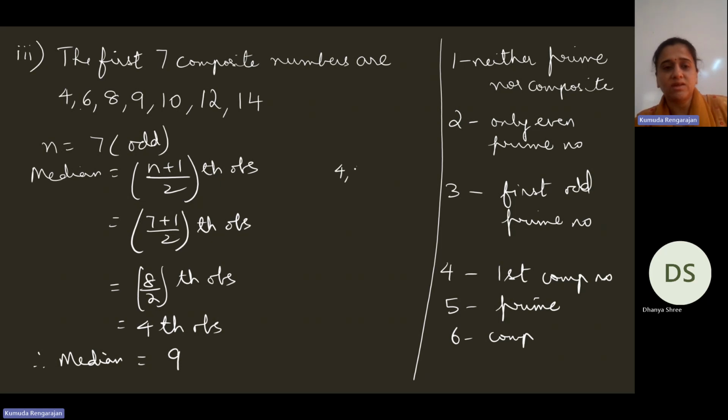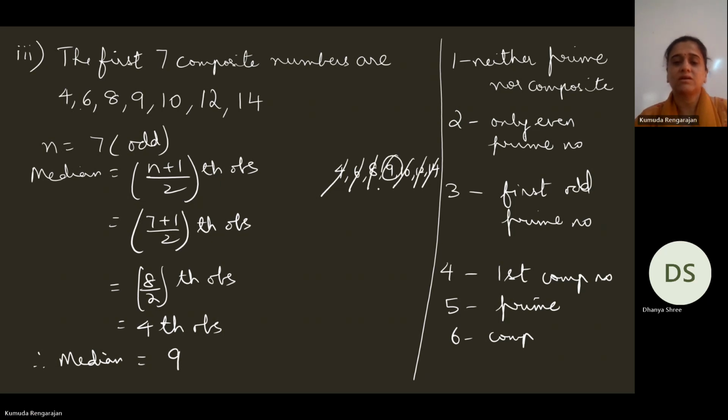See here, 4, 6, 8, 9, 10, 12, 14. Slash the first number from the left, slash the first number from the right. Second number from the left, second number from the right, like this. 9 is the median, right? You can do this if it is a 1-mark question where you don't have to show the steps. You just have to select the correct answer.